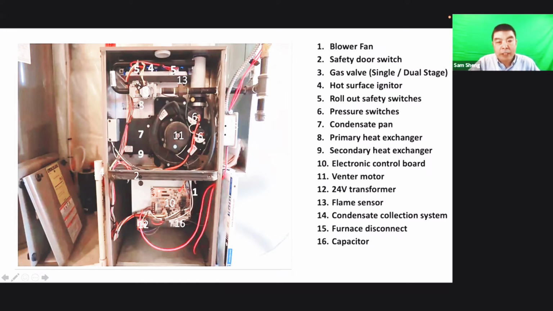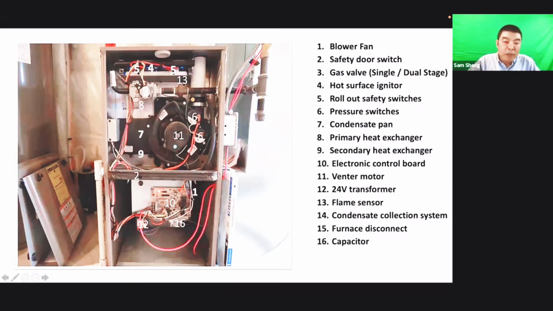So we have a picture showing the heat exchanger. That's the primary heat exchanger. The secondary heat exchanger is just behind here, so we cannot see this color. But I think some York furnaces have a clear pan, so we can see inside. That's the secondary. Electronic control board here.